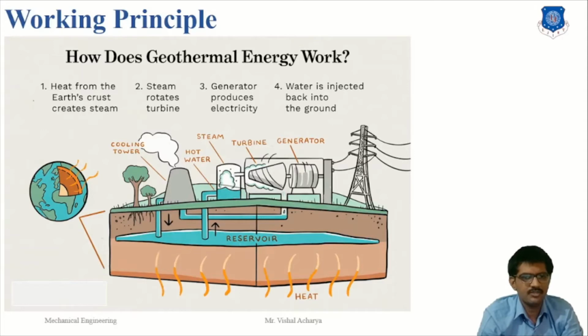The hydrothermal resources are brought to the surface of the earth by dry wells or hot water wells. The temperature required for the working of a geothermal power plant is 149 degrees Celsius to 371 degrees Celsius. The hot water is first brought to the surface and then converted into steam. The steam strikes the turbine blade and rotates it. The generator is coupled with the turbine shaft, so it rotates with the turbine and produces electricity.